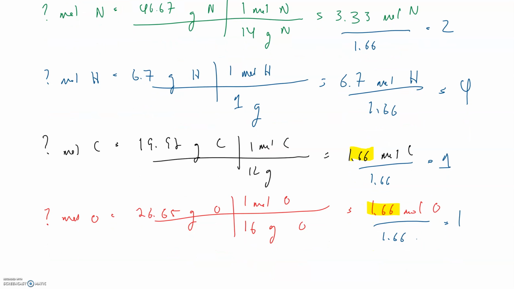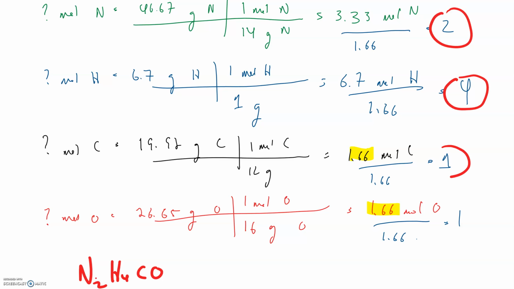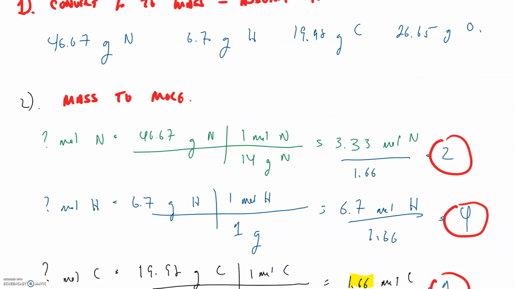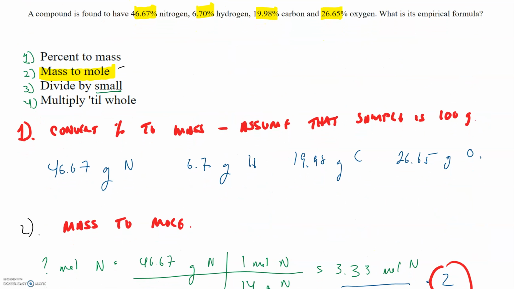So what's the empirical formula of this compound? In terms of whole numbers, we've got N2H4CO, because that's these whole numbers, N2H4C1O1, and that is our empirical formula. This last step, multiply till whole, only really applies if we have an empirical formula that isn't originally in whole numbers. Let's do a quick one.